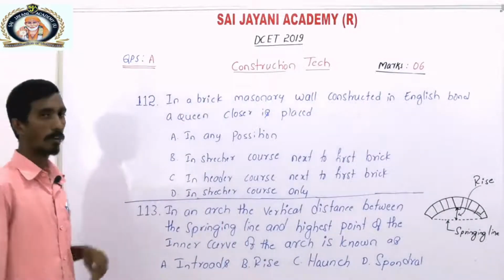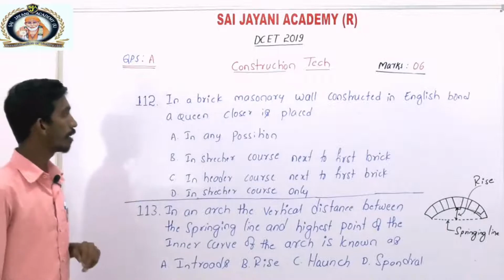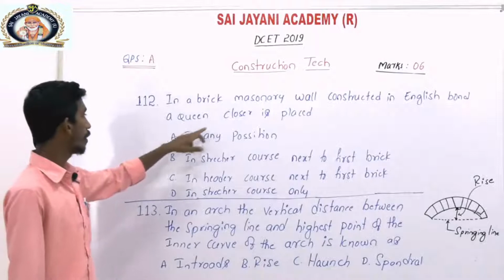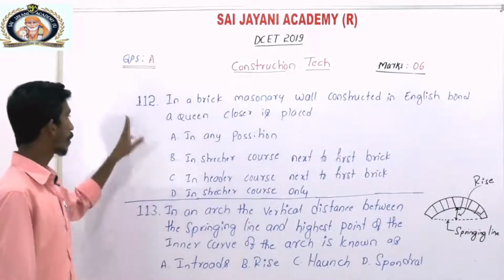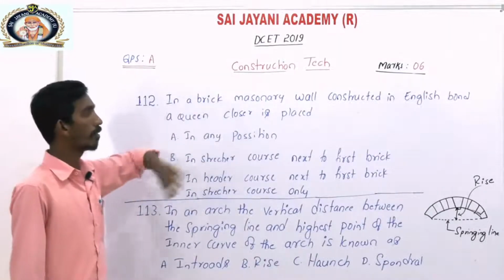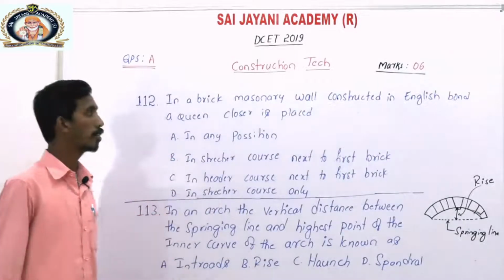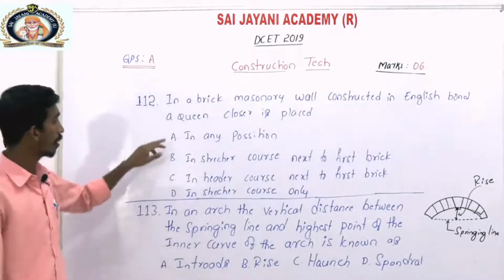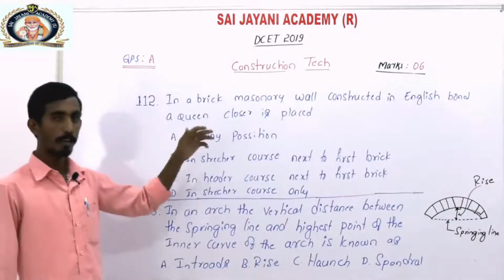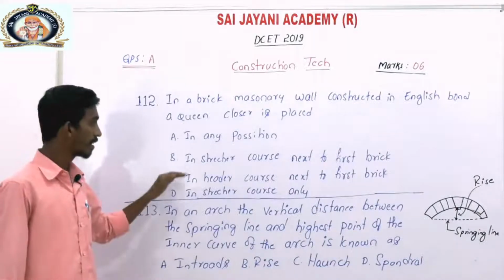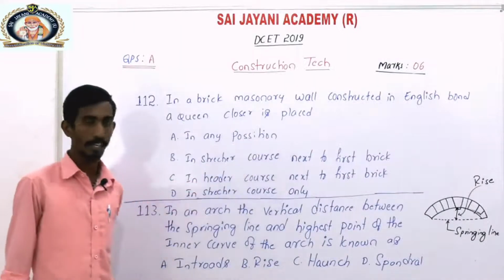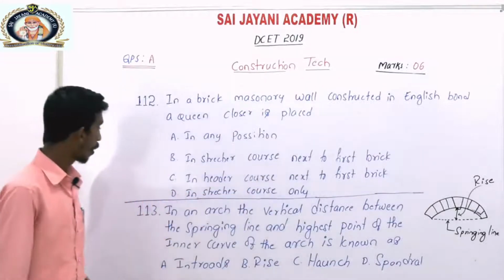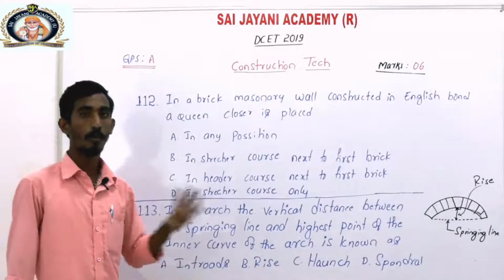Next question, question number 112. In a brick masonry wall constructed in English bond, a queen closure is placed. And the options are option A, in any position, option B, in stretcher course next to first brick, option C, in header course next to first brick, option D, in stretcher course only.